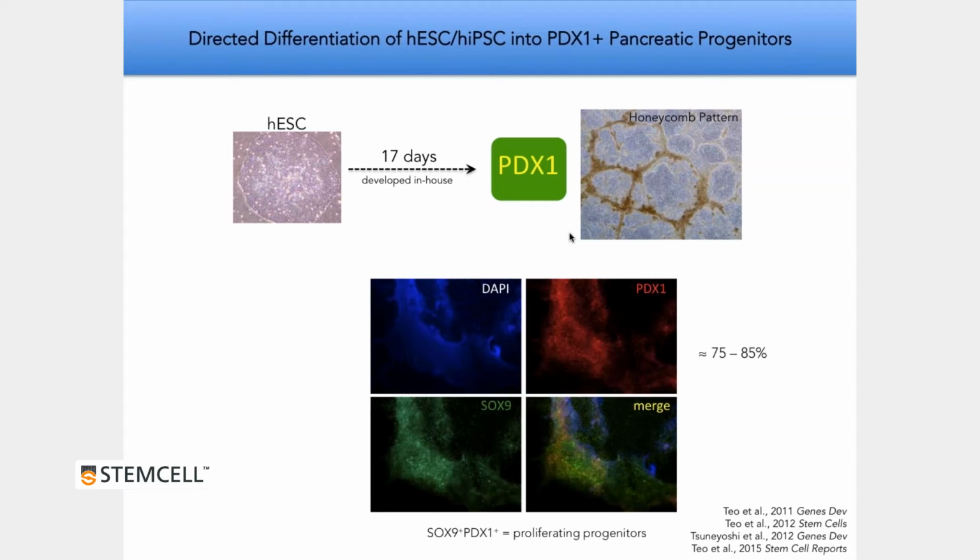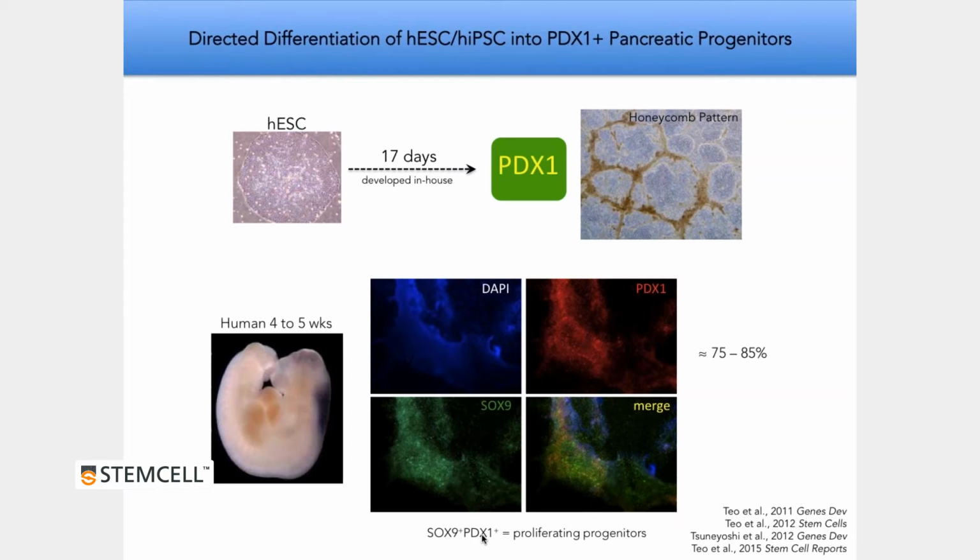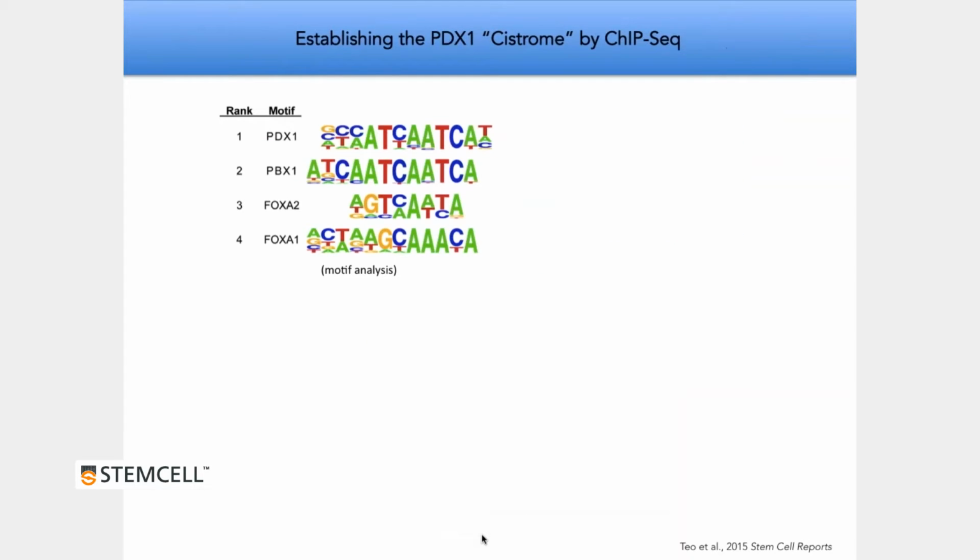positive pancreatic progenitors. These cells also express another transcription factor called SOX9, and based on extensive work in the mouse embryo, it is thought that these double positive SOX9 PDX1 cells are indeed the proliferating progenitor pool in the developing pancreas. And just to point out what stage this would be in humans, this is around 4 to 5 weeks of gestation in humans.